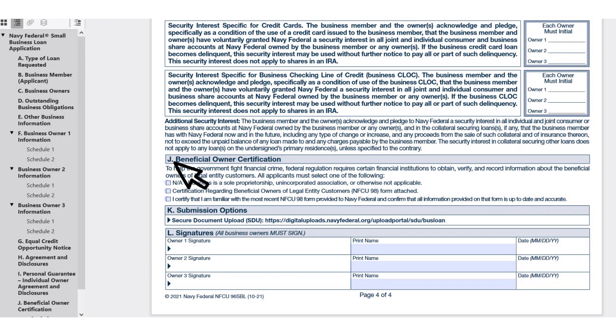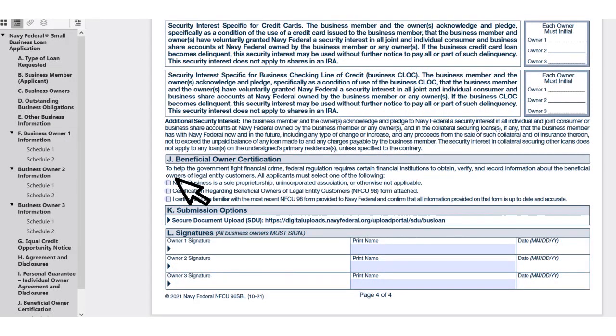And there is a form for that. We will actually review this on another show. This is NFCU 98. Okay, and you will have to complete that form and attach it to this, or you can certify that you are familiar with the most recent NFCU 98 form provided to Navy Federal and confirm that all information provided on that form is up to date and accurate.